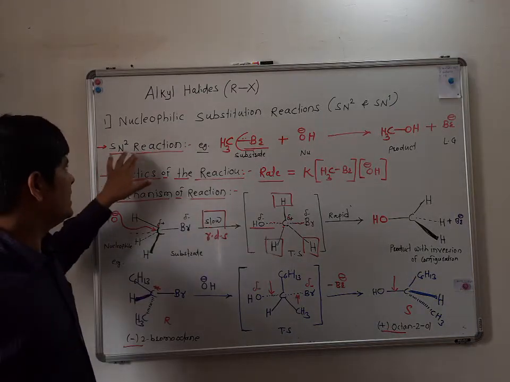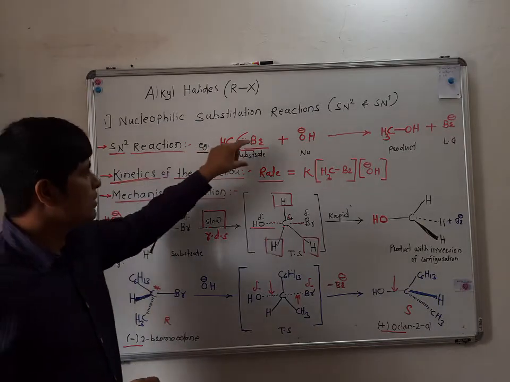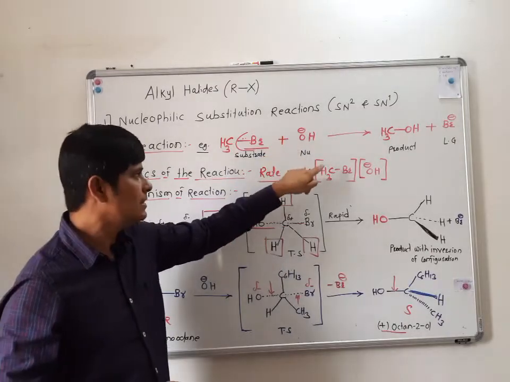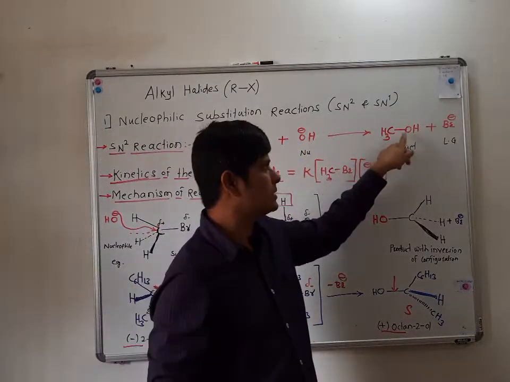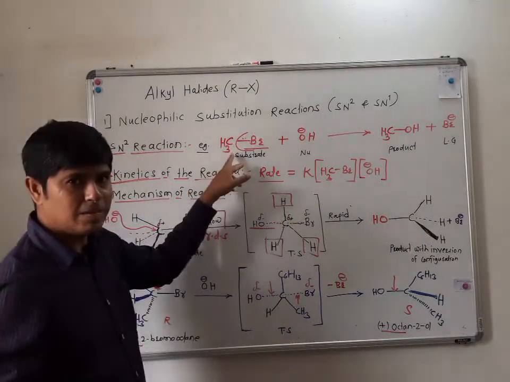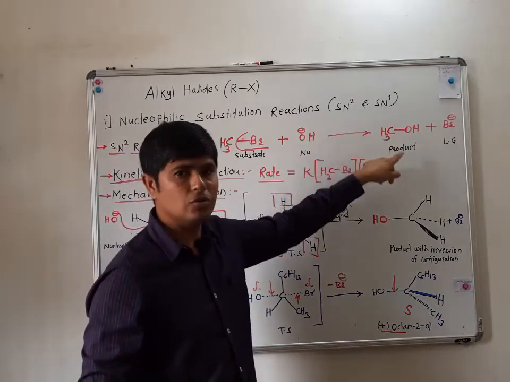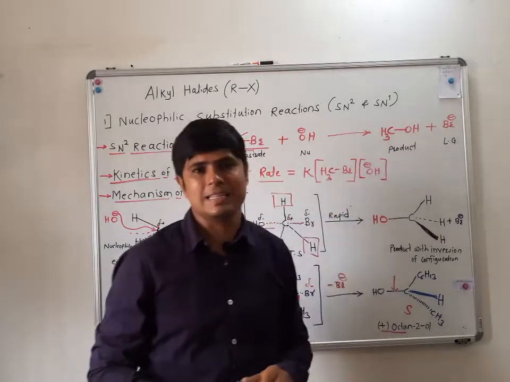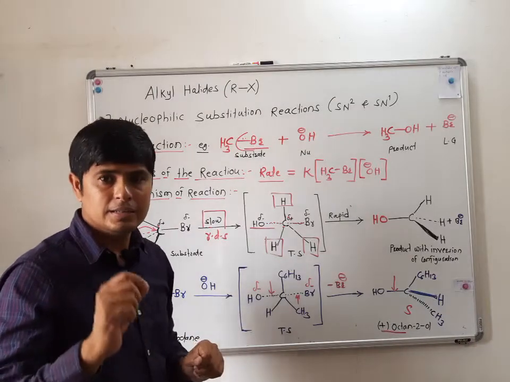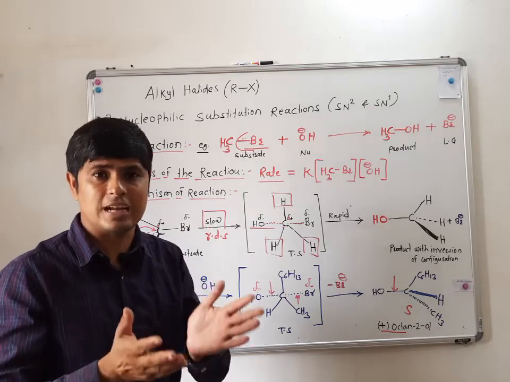Now let us see the SN2 reaction in detail. An example of an SN2 reaction: methyl bromide reacts with hydroxide ion as a nucleophile to form the product methyl alcohol and Br minus. Now see here, methyl bromide is a substrate, hydroxide ion is a nucleophile, methyl alcohol is a product, and Br minus is a leaving group. Now substrate means the species on which the reaction is going to occur. This was the starting material.